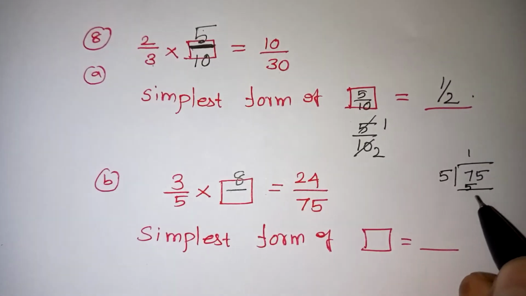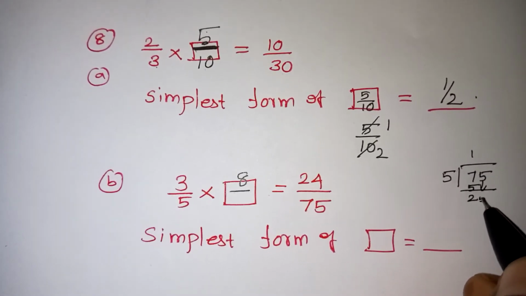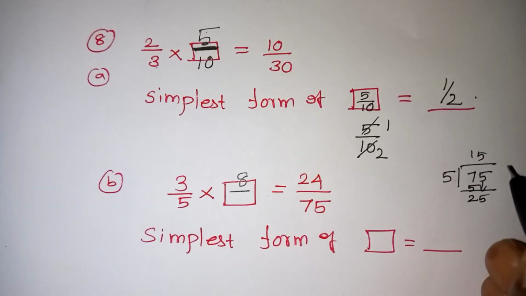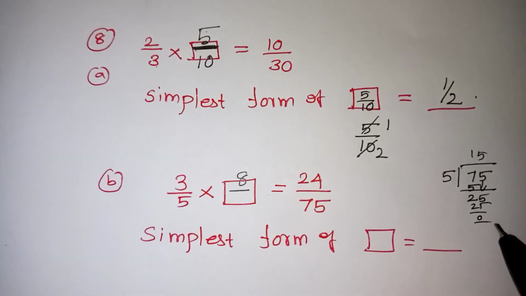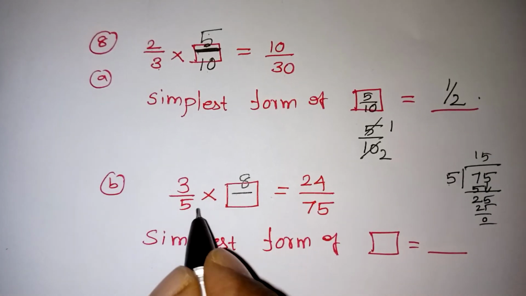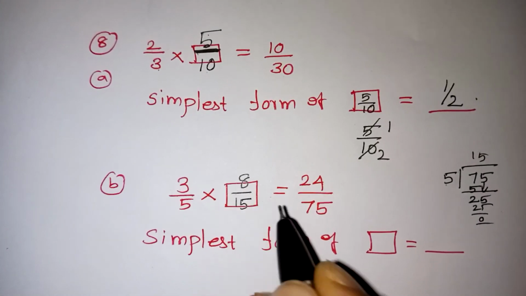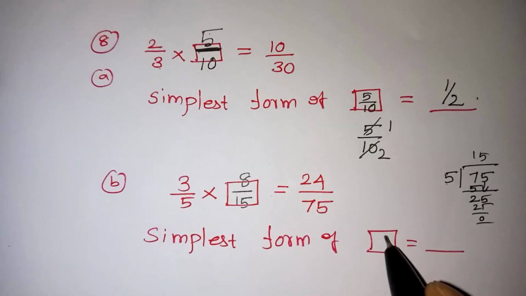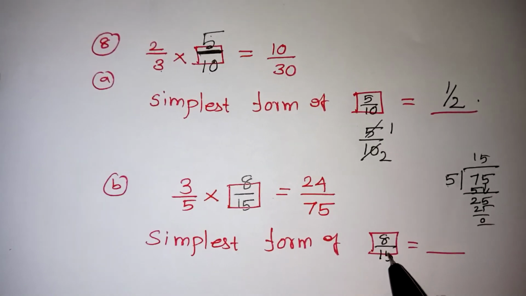1 5 is 5, balance 2. The next number is 5. Again 5 5s are 25. So this is your answer. 5 into 15 will give you 75. So 8/15 is my answer. In this box I am getting 8/15.